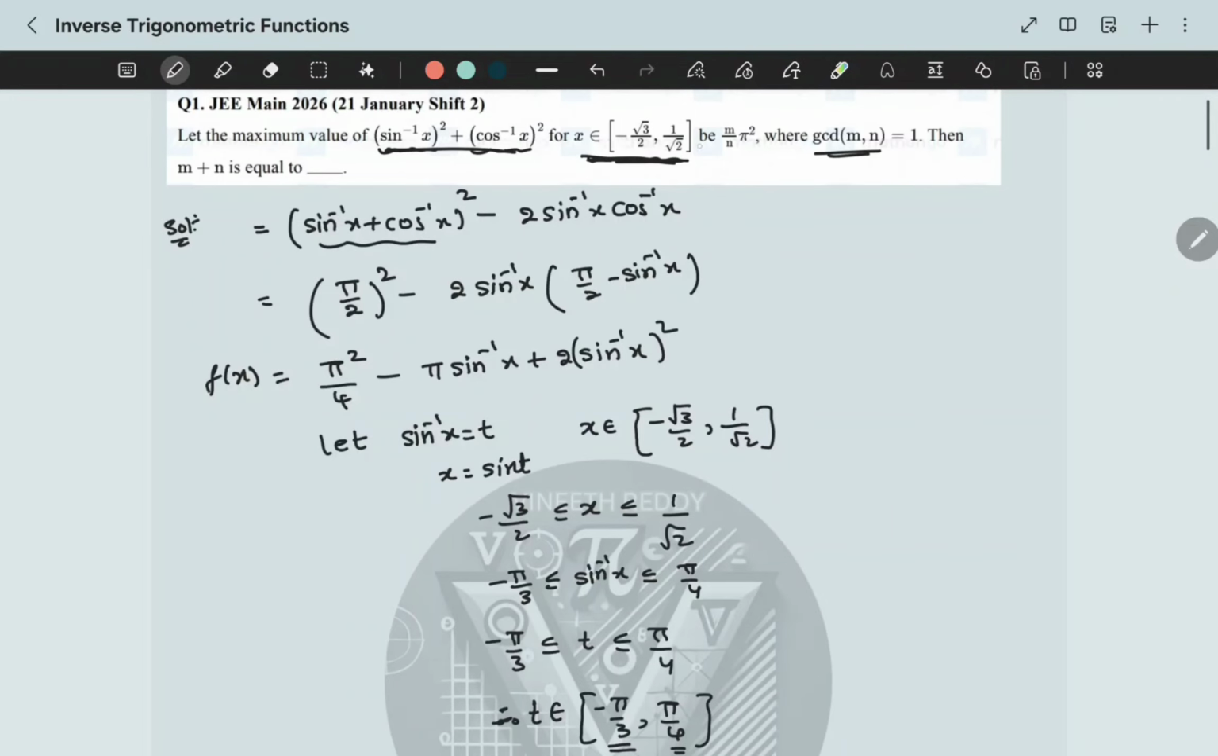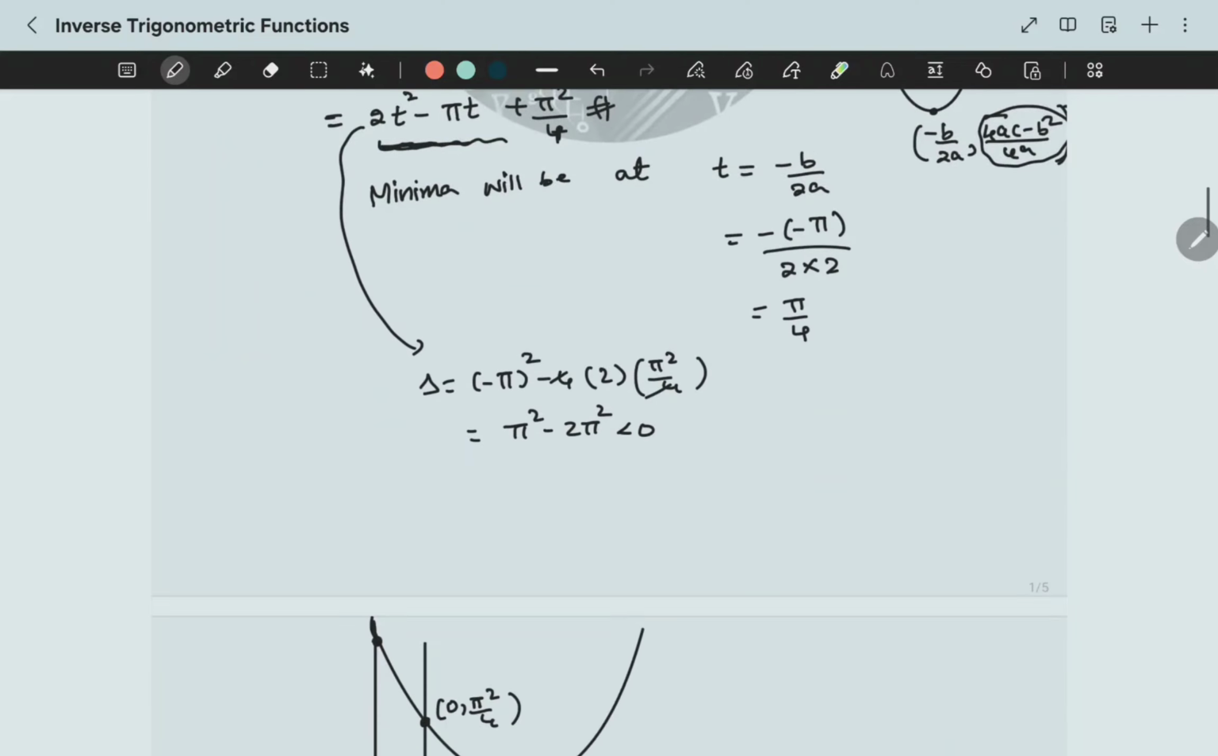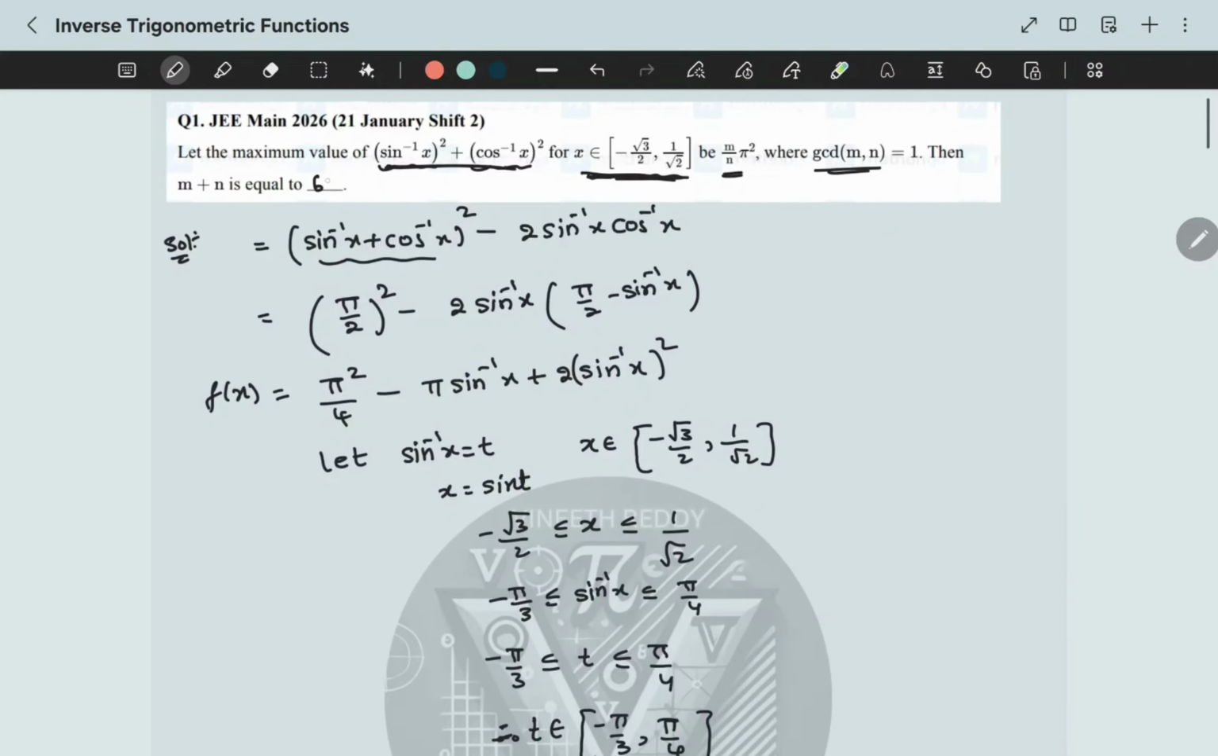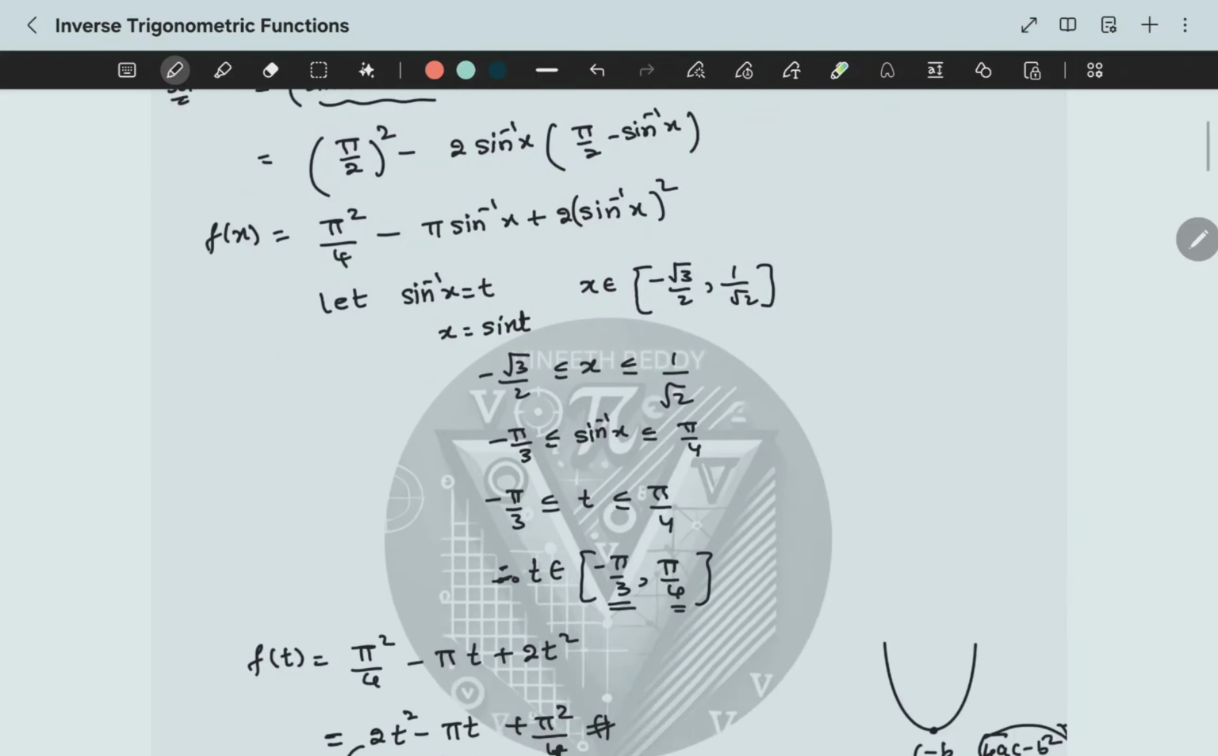This is an integer type question. This is of the form m by n pi square, and GCD of m, n is 1. So is the greatest common divisor of 29 and 36 equal to 1? Yes. That means he is asking us to find the value of m plus n. 29 plus 36 is 65. So m plus n is 65. That's it. This is the final answer.